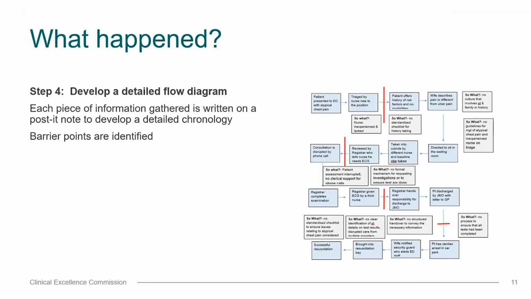Once all of the information has been gathered, the team come together to construct a final flow diagram. This provides a detailed chronology of factors leading to an event. The team should then identify where barriers may be put in place to prevent the problem occurring again, and this is signified by the red vertical lines.